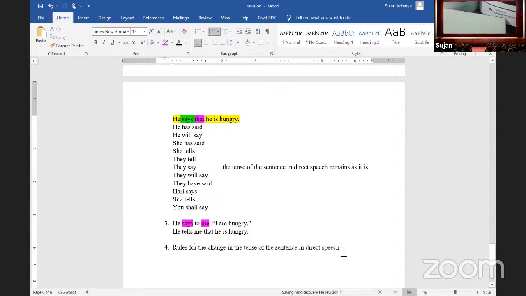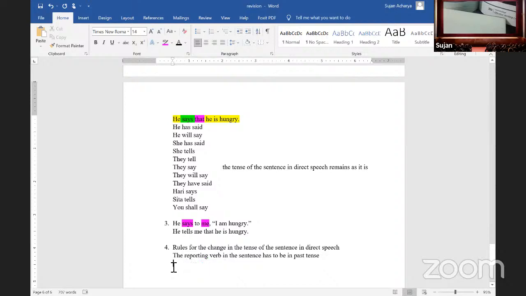Now, rules for the change in the tense of the sentence in direct speech. In direct speech, when is it he is hungry, when is it he was hungry? I have played football, he said that he had played football. Now, rules for the change of the tense in the sentence in direct speech. For this, the reporting verb in the sentence has to be in past tense. In all of them this has to be in past tense. The past tense of say is said, the past tense of tell is told, like this. And then we change the tense of the sentence in direct speech.